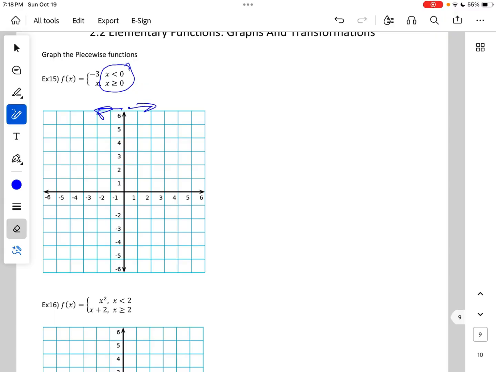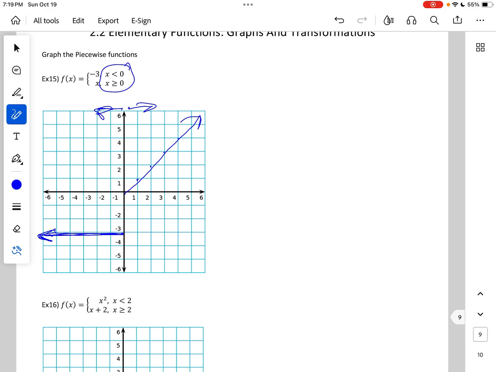So, less than 0, I'm at -3, which would be right here. So it's just a constant, so that's my function right there. It's just a constant at -3 when x is less than 0. When x is greater than 0, it's y equals x. So when x is 1, y is 1, x is 2, y is 2, 3, so on. So it's just a slope of 1 going straight up. And that is my piecewise function.